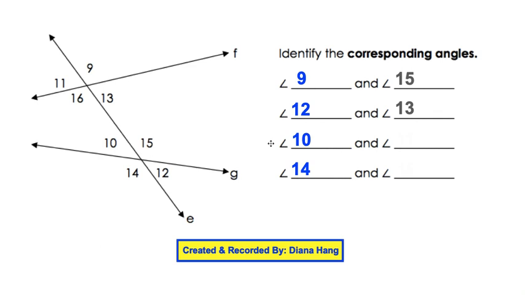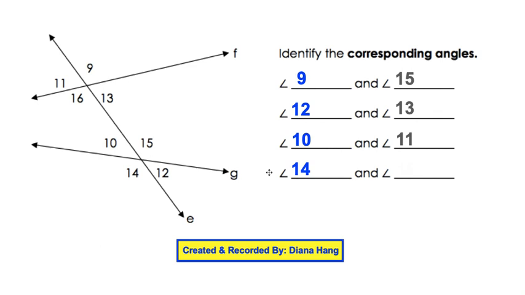Angle 10. What other angle is corresponding to angle 10? Let's see if you are correct. That would be angle 11. So angle 10 lies above line G, and angle 11 lies above line F, and both angles 11 and 10 are on the left side of transversal E. Last but not least, angle 14.